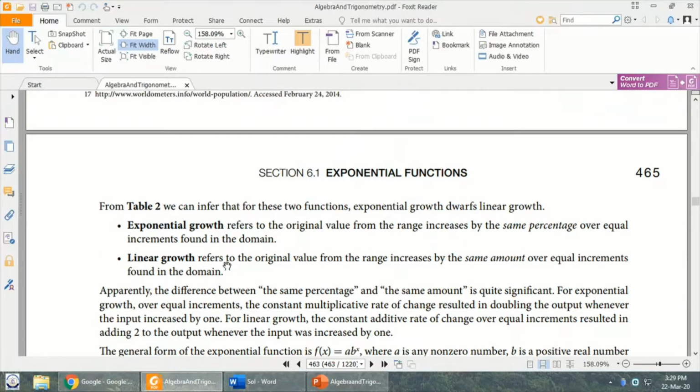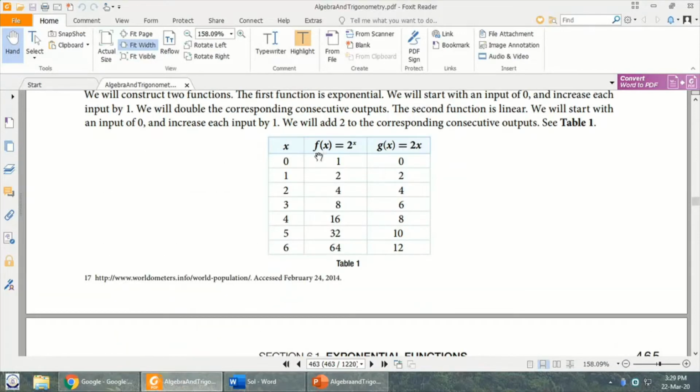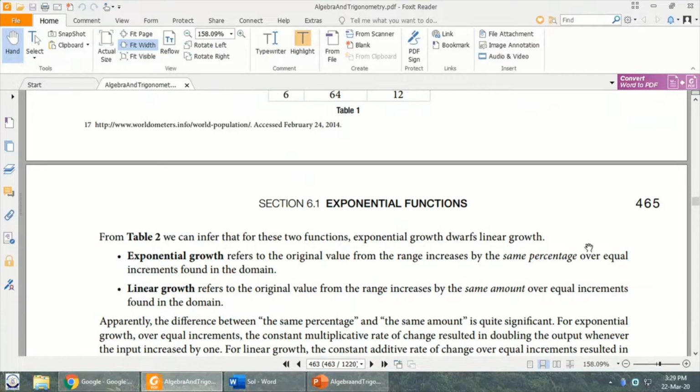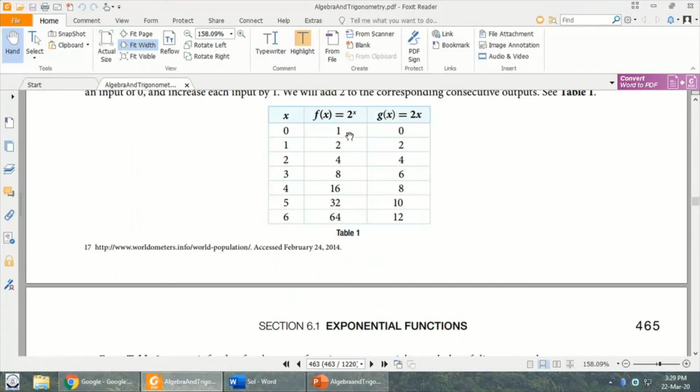So now there's linear growth. Again, the definition is important: the original value increases by the same percentage over equal increments. How is it the same percentage? Like, the number is 100, 100%, and then another 100 is 200%, another 100 is 300%. So it's 3 times. This is just by the same percentage over equal increments. So it is just twice of that value, and it's increasing 300 times.